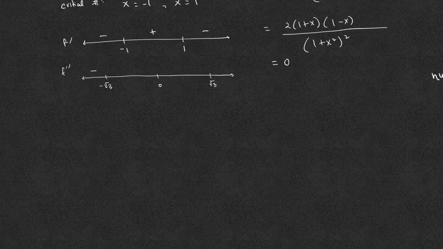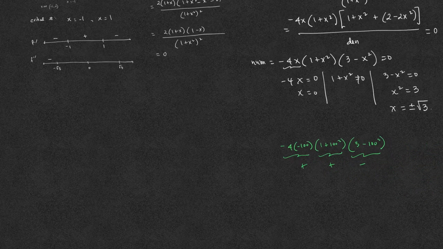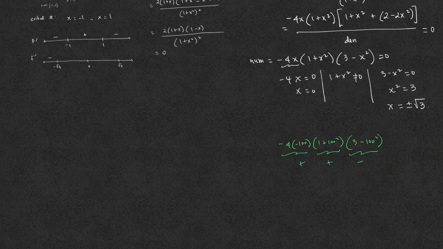We then plug in a number from negative root 3 to 0, such as negative 1. We see that negative 4 times negative 1 times a positive number, 3 minus negative 1 squared, is positive times positive. So f double prime is positive from negative root 3 to 0.